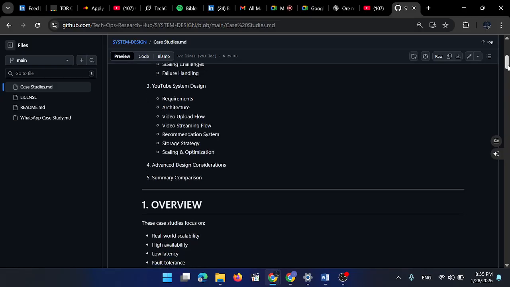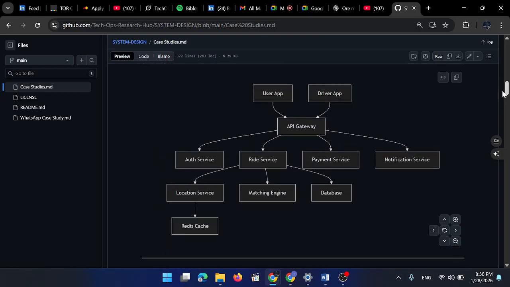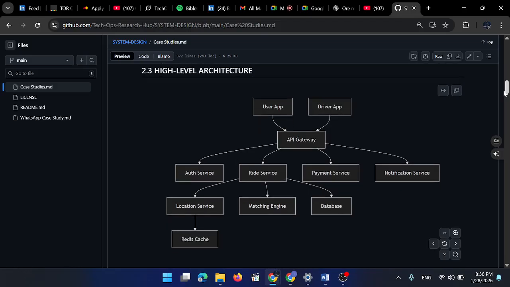Oh my God, I've missed it out on the WhatsApp system design aspect, but it's okay.